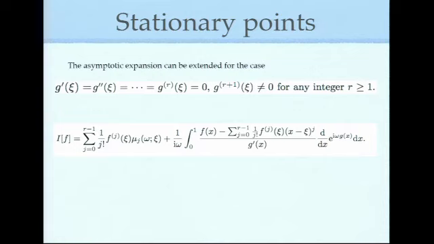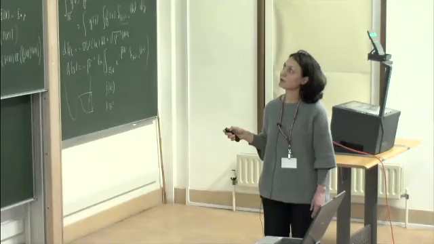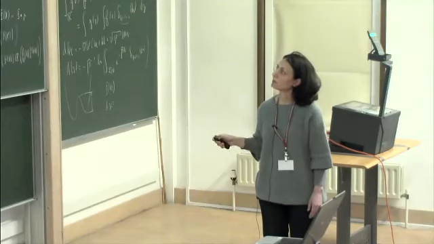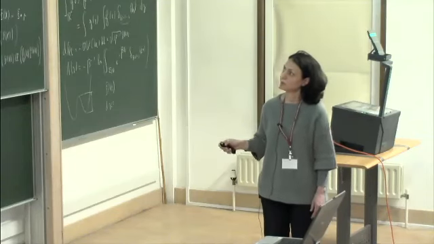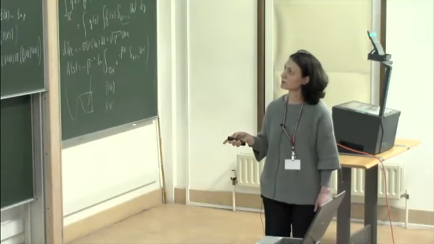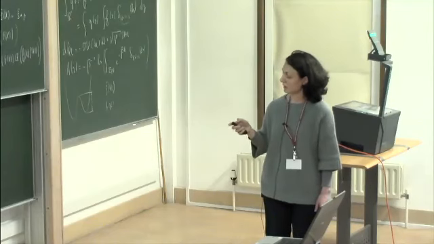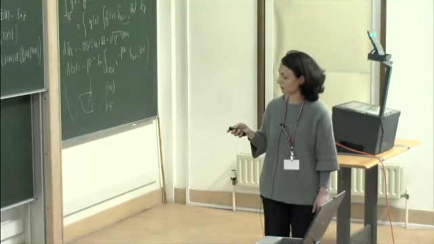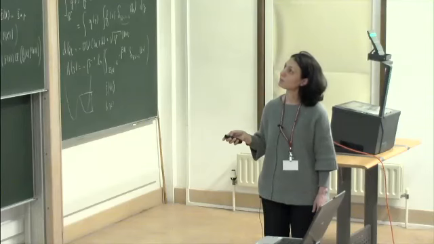Even further, the asymptotic expansion can be extended for the case when g prime, g double prime, up to a certain r, are equal to 0, and the (r plus 1)th derivative is not equal to 0, for certain r greater than or equal to 1. And the following representation can be written for the integral I f, which is the same Fourier type integral considered in this part of the lecture. Taking exactly the same representation, we can write the asymptotic expansion of I f, allowing stationary points.